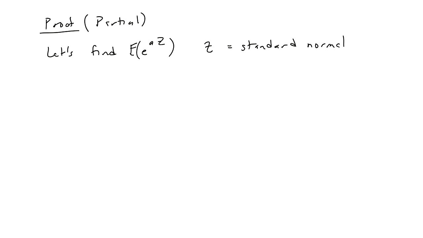So where z is the standard normal. And we know the way you do any expected value is you multiply that function times the probability function, which in this case is the standard normal. So that's a 1 over square root of 2 pi e to the negative 1/2 z squared, and that's supposed to be a dz.